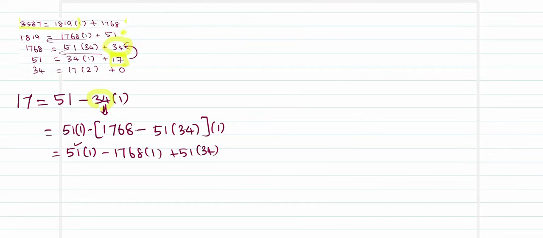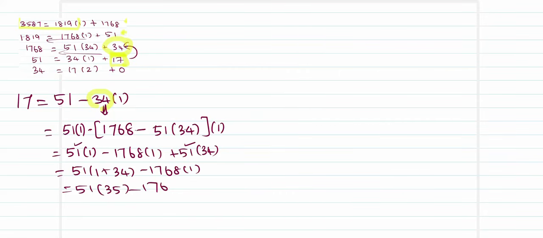Now here we have a 51, here we have a 51. Let us club both of them. So it is 1 plus 34 times 1 and 1768 times 1. So it is 51 times 35 minus 1768 times 1. So the second step is also over.